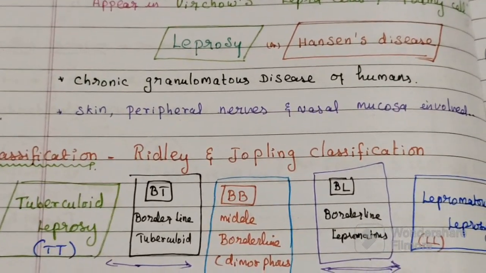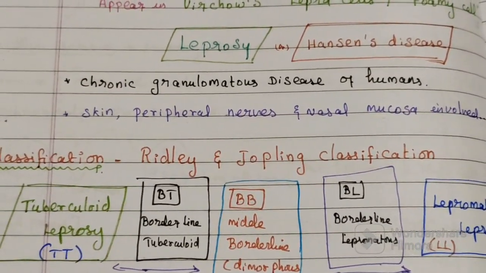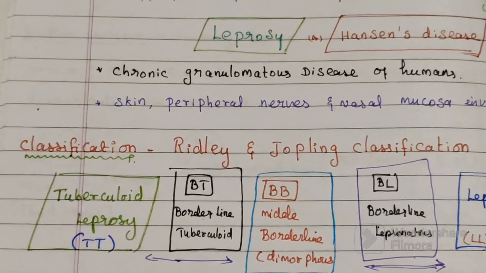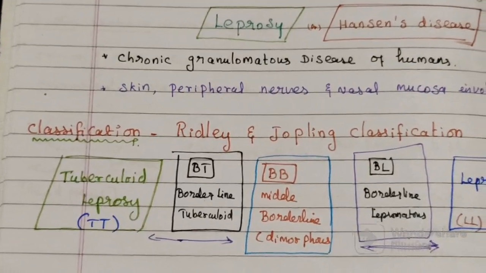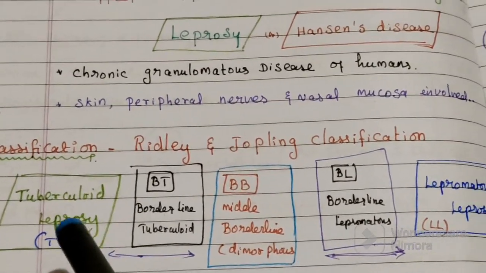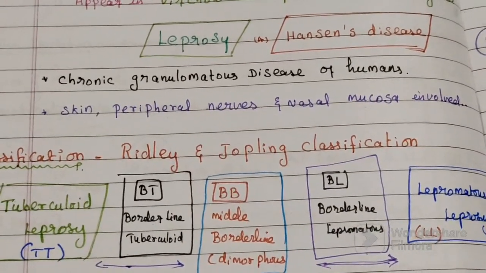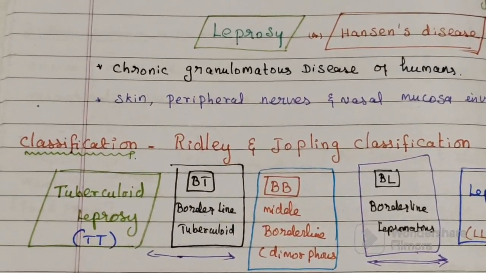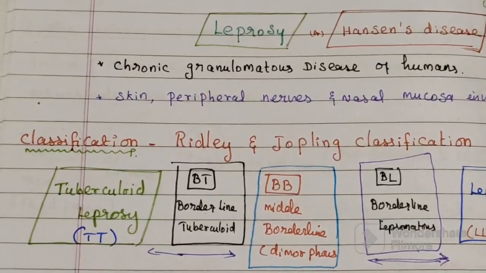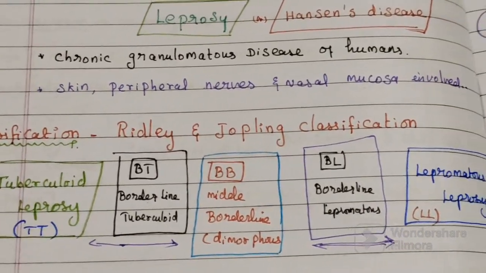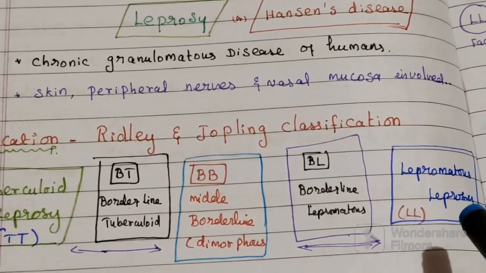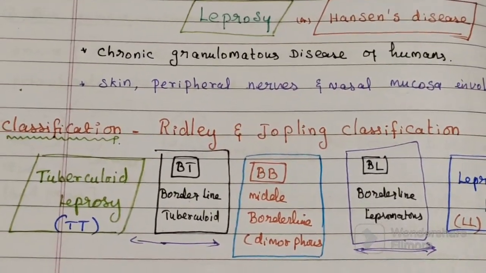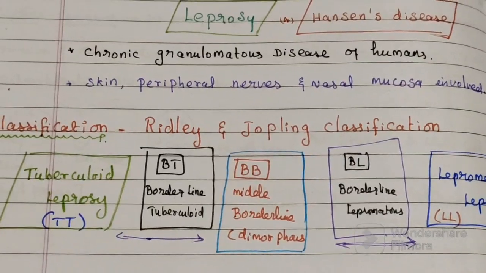Classification: it is the Ridley and Jopling classification. We know two forms of leprosy: tuberculoid leprosy and lepromatous leprosy. Tuberculoid leprosy represents high resistance, while lepromatous leprosy represents low resistance. It is caused by the bacterium Mycobacterium leprae.